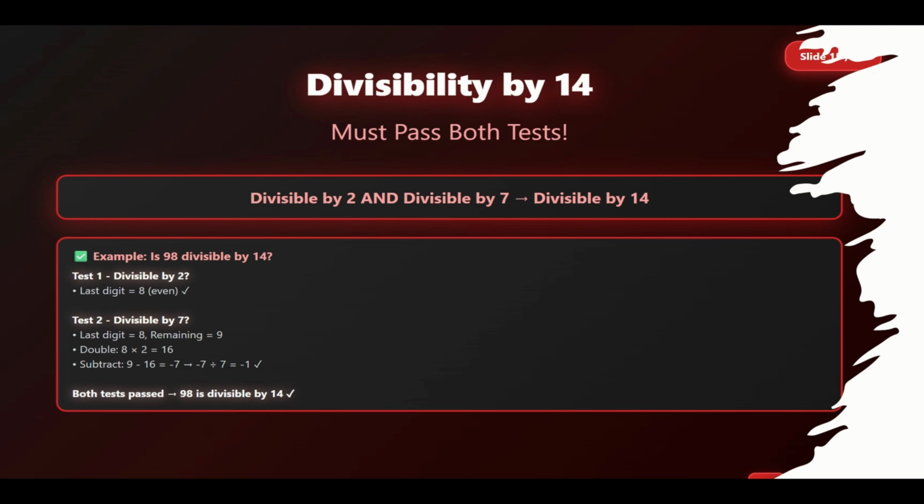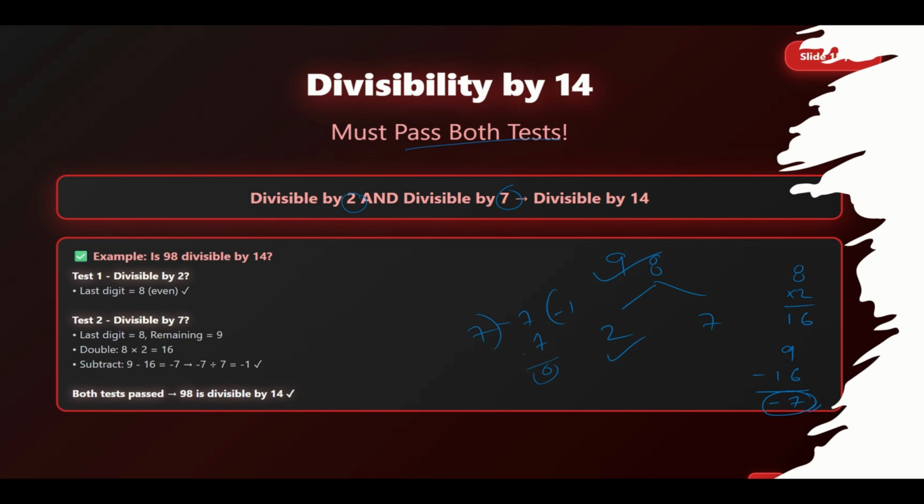Divisibility by 14 must be divisible by both 2 and 7. Let's quickly check 98. It is divisible by 2 because the last digit is 8. And divisibility rule of 7: 8, double it. That is 8 into 2, 16. 9 minus 16 is minus 7. And minus 7 is perfectly divisible by 7. That is minus 1. Leaving a remainder 0. Therefore, 98 is divisible by 14.